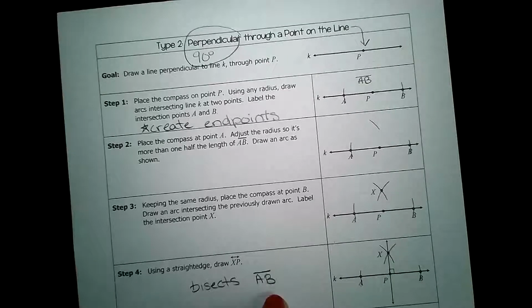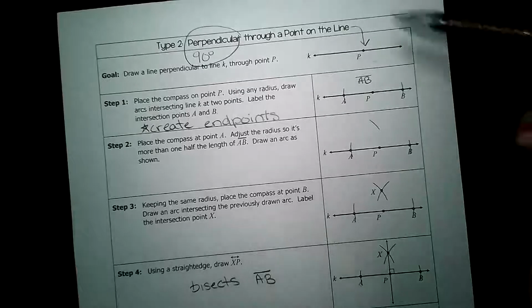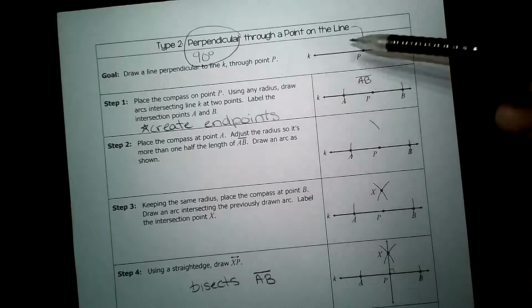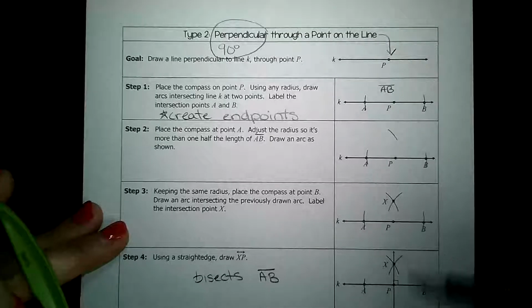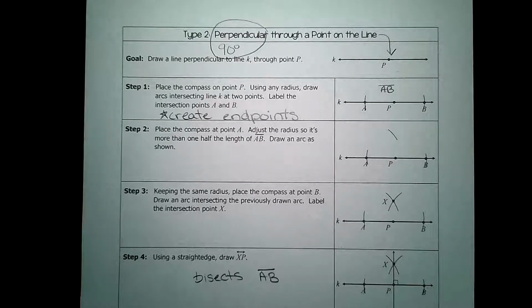But that was never one of the goals. It just needs to be perpendicular, so that 90-degree angle, and passes through the point on the line. All right, so let's get some practice. Come on down.